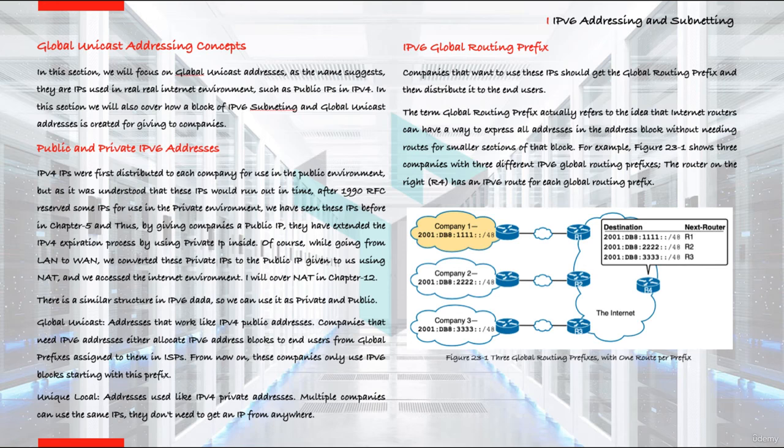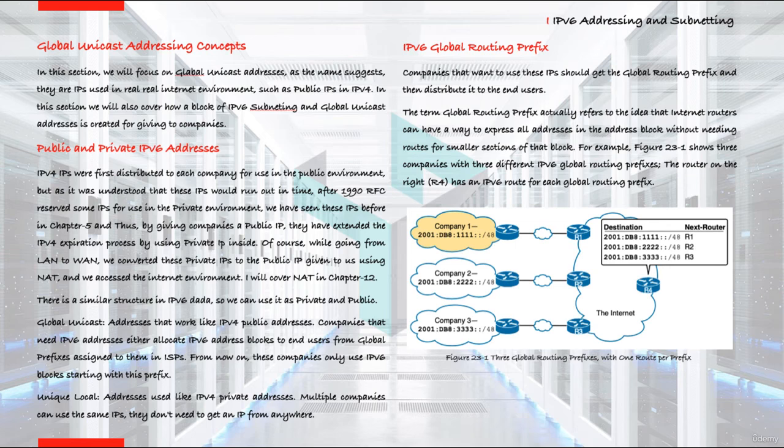Now let's look at public and private IP version 6. In IP version 6, public IPs are referred to as global unicast. Addresses that work like IP version 4 public addresses are called global unicast addresses. Companies that need IP version 6 addresses allocate IP version 6 address blocks from ISPs or global prefixes assigned to them by ISPs, and these companies only use IPv6 blocks starting with this prefix. Unique local IPs are like the private IP addresses we used in IP version 4. More than one company can use the same IPs. They do not need to get an IP from anywhere.